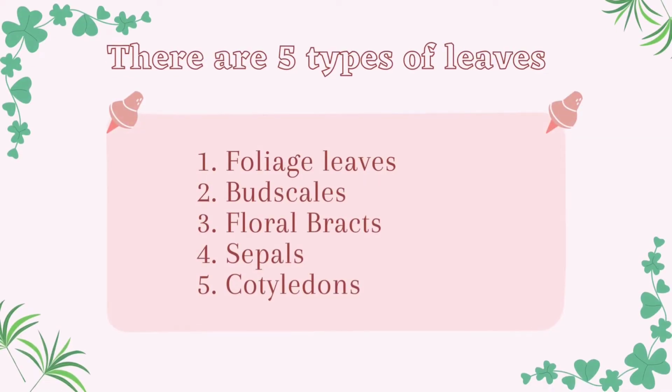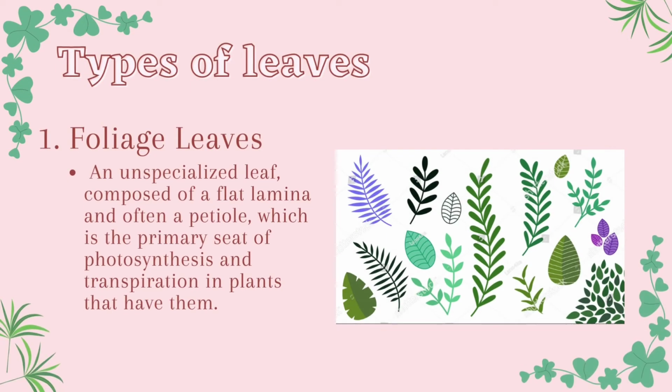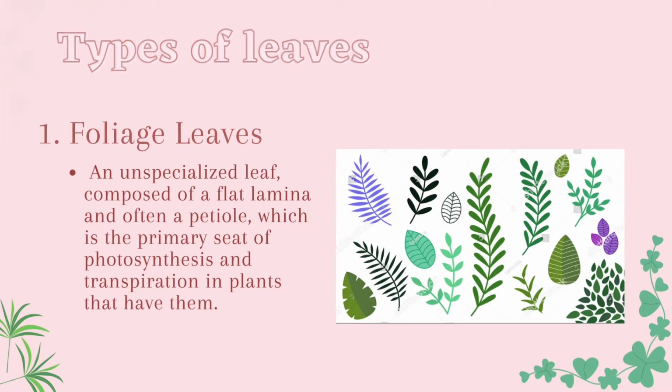Next, there are five types of leaves: the foliage leaves, bud scales, floral bracts, sepals, and cotyledons. First is the foliage leaves. It is an unspecialized leaf that is composed of a flat lamina and often a petiole, which is the primary seat of photosynthesis and transpiration in plants that have them.